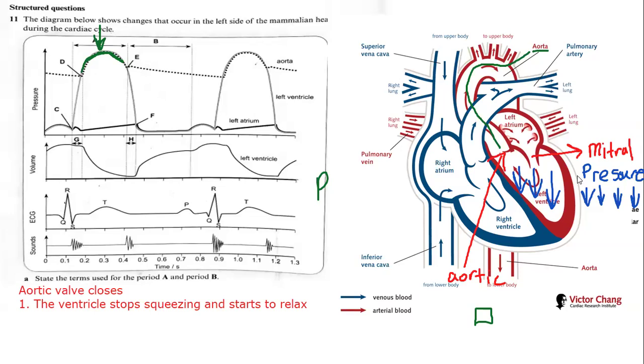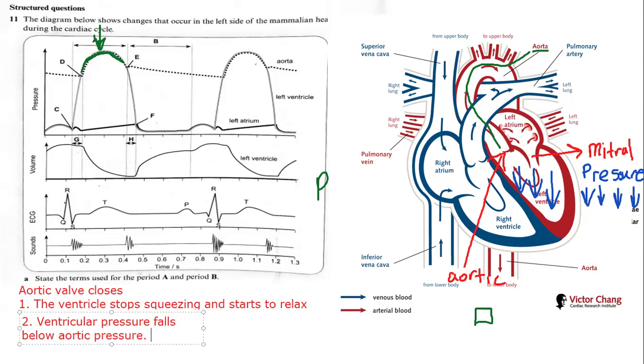Now, when this pressure is lower, which one is going to be higher, the aortic pressure or the ventricular pressure, during the relaxed state? Is the ventricular pressure going to be higher or lower than the aortic pressure? What do you think? Lower. It's going to be lower, right? So ventricular pressure falls below aortic pressure.